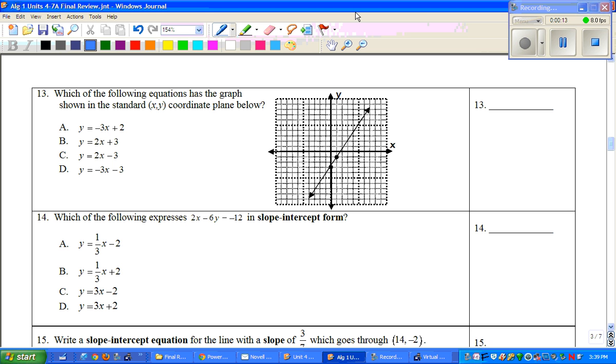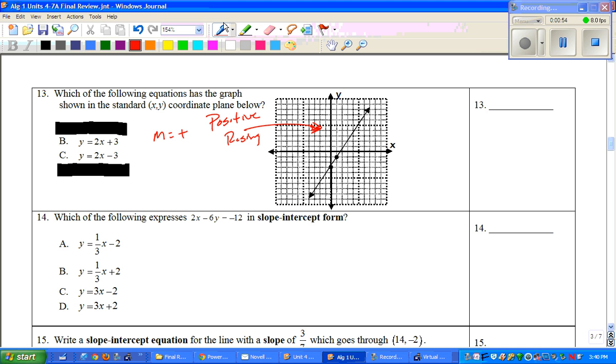So it says, which of the following equations has the graph shown in the standard XY coordinate plane? Pretty much, which one of those equations is that graph? Before you even get started worrying about any of this information, right away I know that this graph is positive because it is rising, which means my slope has to be positive. Number A has a negative slope, and D has a negative slope.